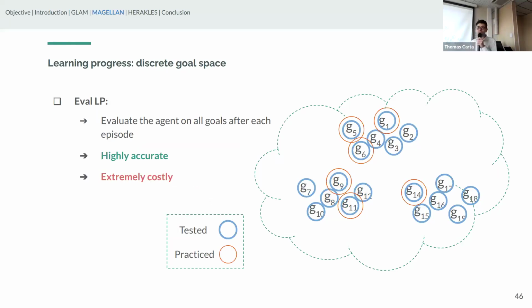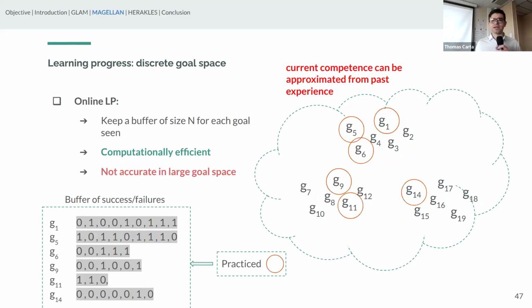Empirically, a way to calculate the LP is just first to do some rollouts on all the goals present in the environment, such that we get a knowledge of the competency on all the goals and then deduce the LP. However, if you have thousands and millions of goals, it's absolutely intractable, extremely costly, even if it's highly accurate. So an idea is that the current competence can be approximated from past experiences.